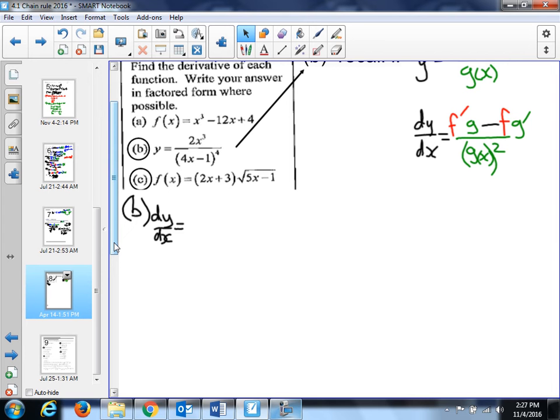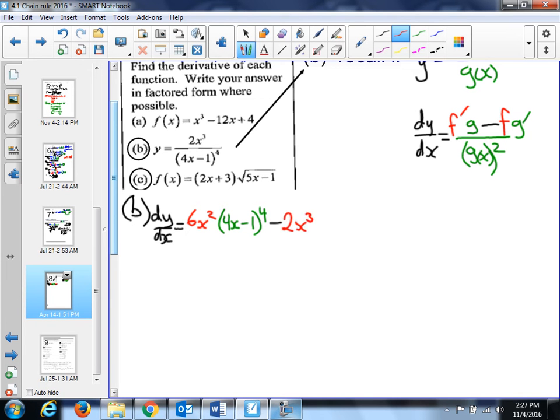So if I do this one here, the derivative of the top is 6x squared, agreed? Bottom left alone. Subtracting top left alone, so 2x cubed. The derivative of the bottom. Here is the chain rule, right? This is the only part where you use the chain rule. That was the derivative of 4x minus 1 all to the power of 4.